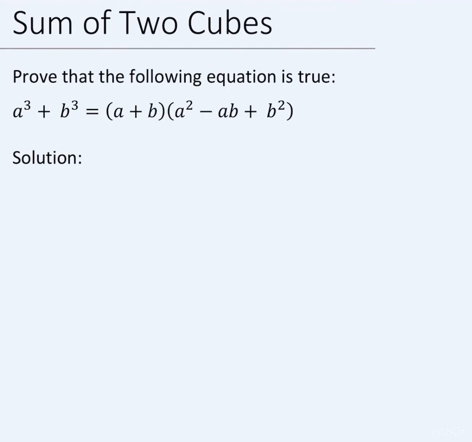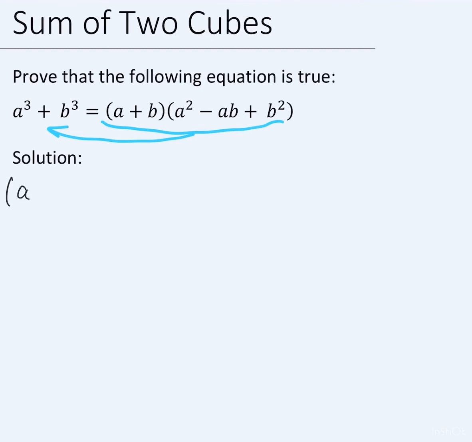In this video I'm going to prove that the following equation is true. A cubed plus b cubed equals (a plus b) multiplied by (a squared minus ab plus b squared). The way I'm going to approach this is I'm going to prove that the right side of the equation equals the left one.